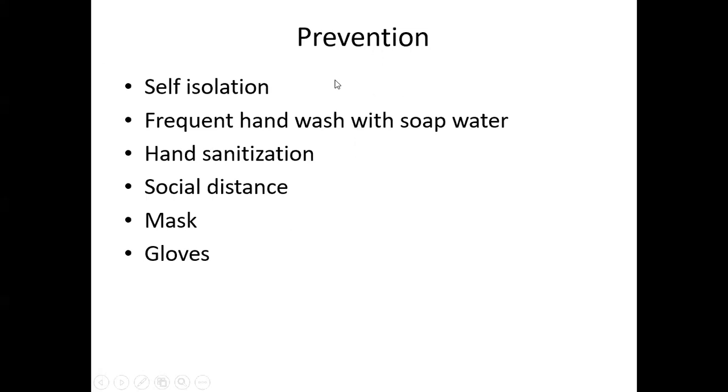And the prevention is self-isolation. Self-isolation is one of the most important ways to cut off the transmission from one person to another. Frequent hand washing with soap and water is very important. Hand sanitization, keeping social distance away from any suspected infected person, and the use of masks and gloves are the precautionary measures, the preventive measures which must be implemented in order to cut off the transmission and to be safe. So these are the preventive measures.